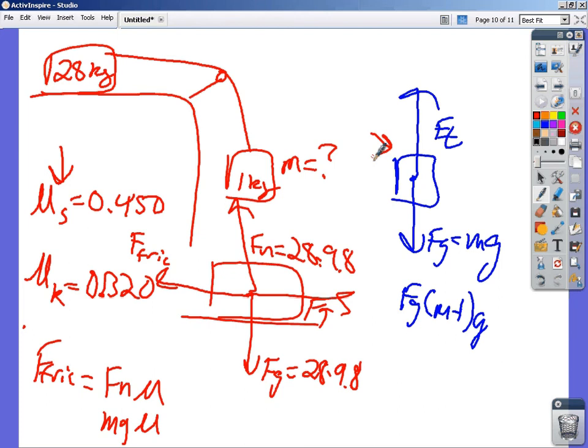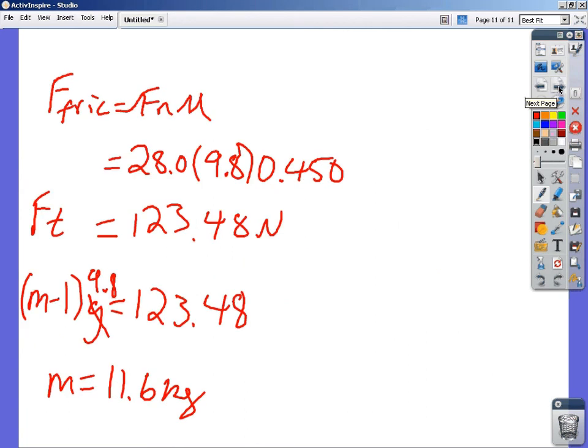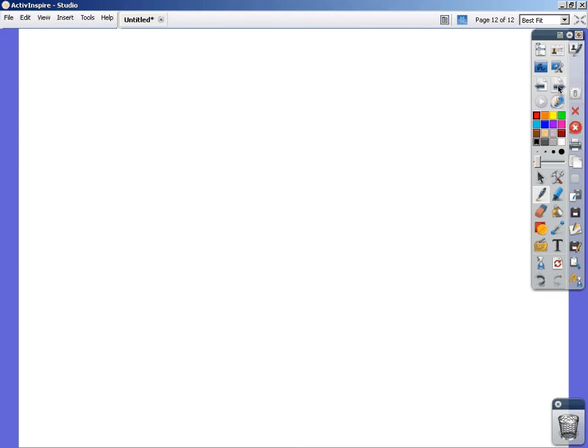Okay, so now we've got a system where, on this block, we know Fg is now equal to, I forgot what it was, 123.48 newtons. All right, that is just enough, 123.48, that is just enough to get our blocks moving, right? Okay, so that's the force that this thing is going to feel.